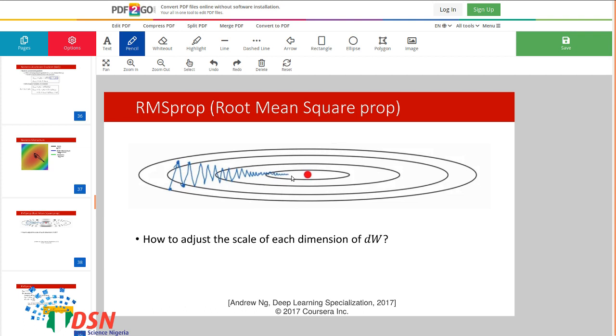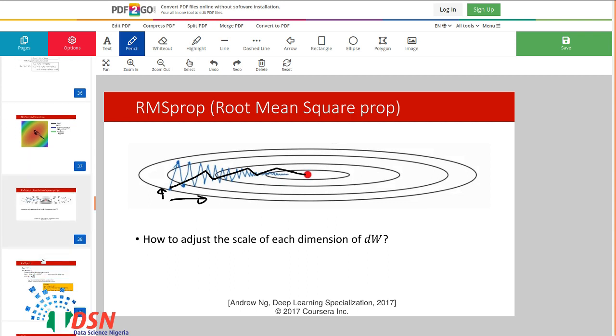in this case, what we want in fact is to have bigger steps in this direction and small steps in this direction. In this case, we could have something like this. It is really desired for us. Okay, so we could somehow adjust the dW to create these steps from these steps.